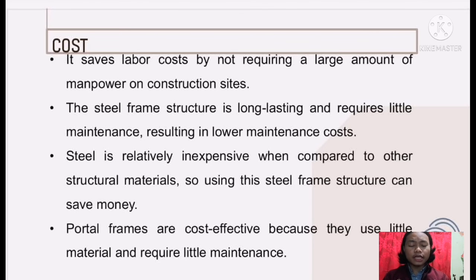Next, we take a look at the cost. It saves labor cost by not requiring a large amount of manpower on the construction site. The steel frame structure is also long-lasting and requires little maintenance, which results in lower maintenance cost. Steel is relatively inexpensive compared to the other structural material, which is timber.